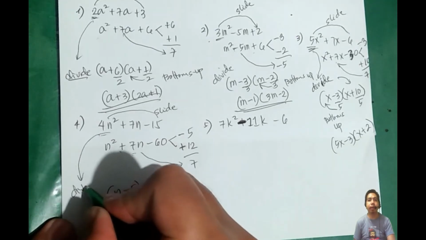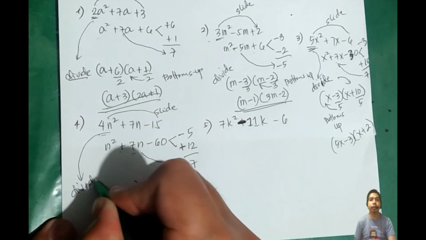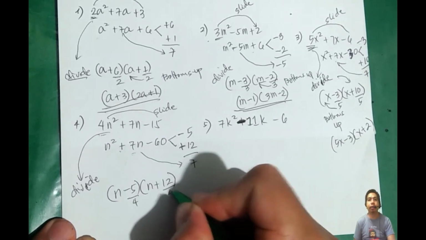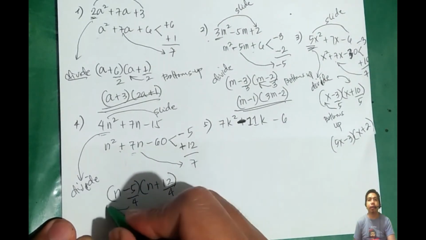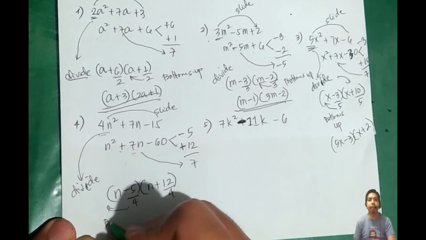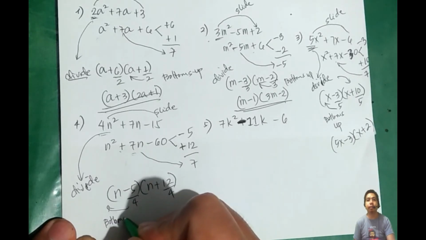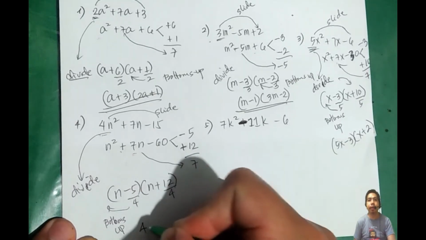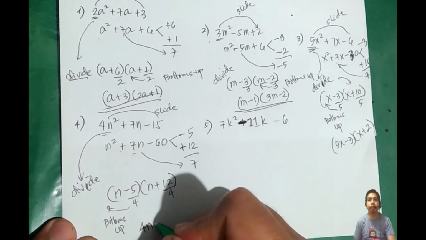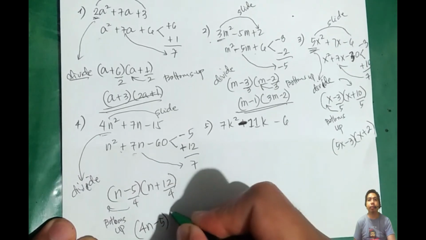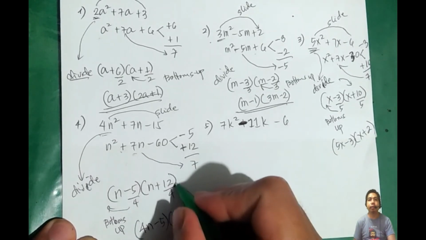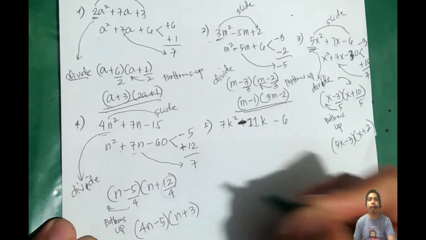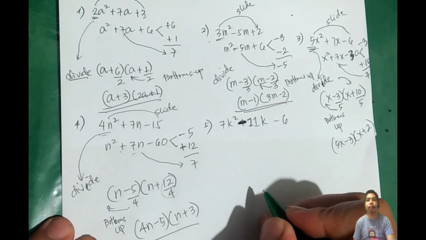Try natin dito, divide. Divide natin yung factor ng coefficient which is 4. So, dito, gagawin natin bottoms up. Yan. Hindi natin masimplify yung negative 5 over 4. So, the final answer would be 4n minus 5 multiplied to n plus, divide natin yan, that is 12 divided by 4, that is equal to 3.